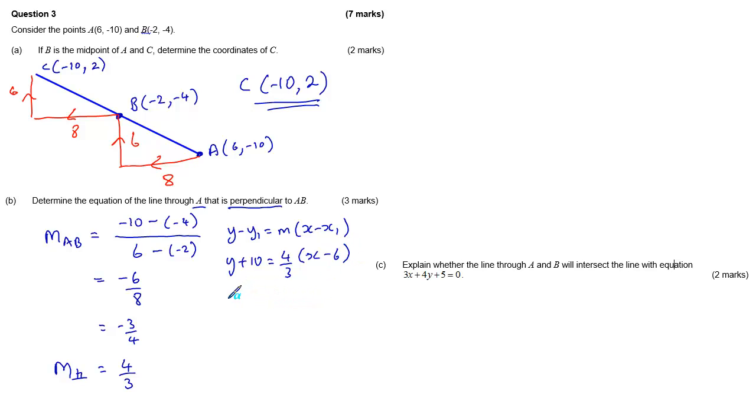So y plus 10 is 4/3 of x, and 6 times 4/3 is 8. 3 goes into the 6 twice, 4 times 2. So y is going to be 4/3 of x, take away 18.